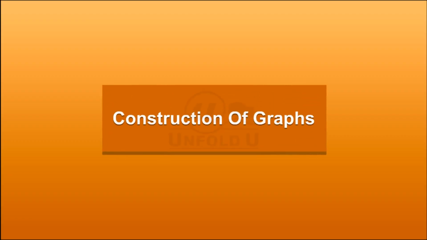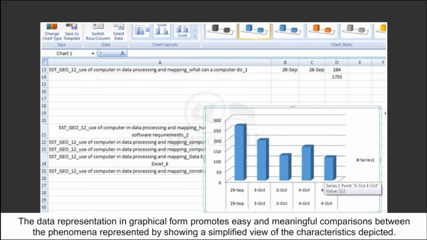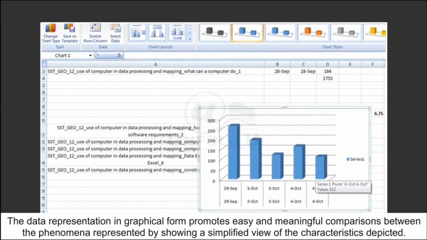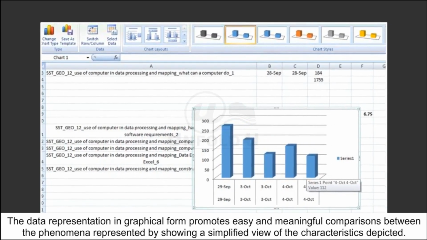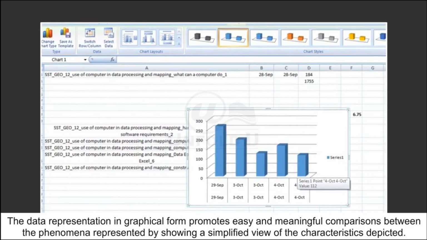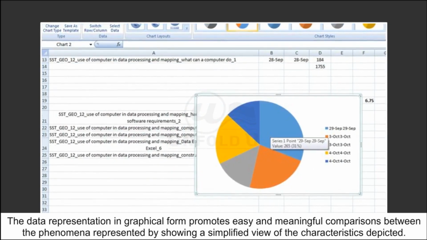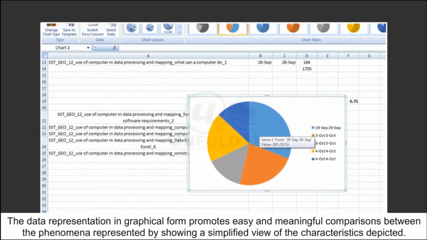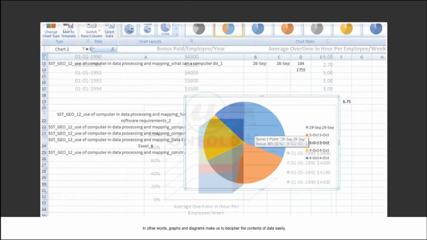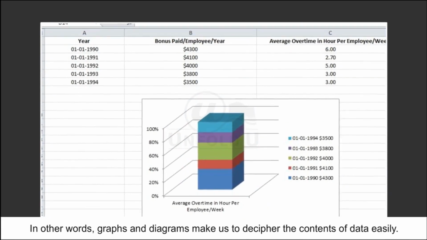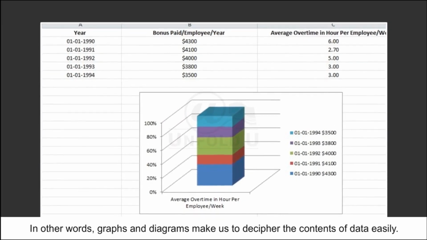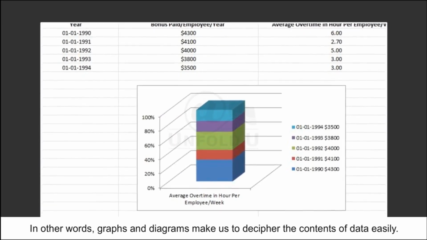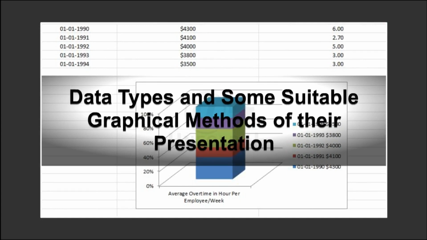Construction of graphs. The data representation in graphical form promotes easy and meaningful comparisons between the phenomena represented by showing a simplified view of the characteristics depicted. In other words, graphs and diagrams make us decipher the contents of data easily, along with data types and some suitable graphical methods of their presentation.